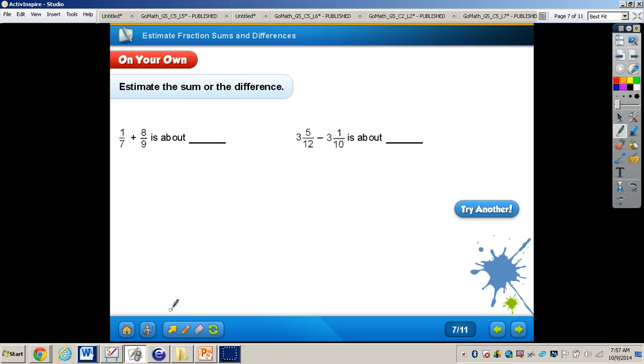Okay, work through these 2 problems. When you're finished, you can press play and I will have the answers for you. So pause the video now. Okay, here are the 2 answers. We have 1/7 was rounded to 0, 8/9 rounded to 1, giving us 1. 3 5/12 rounded to 3 1/2 because that 5 is close to being half of that 12. 3 1/10 was rounded to 3 because that 1/10 is close to 0. So 3 1/2 minus 3 equals 1/2.